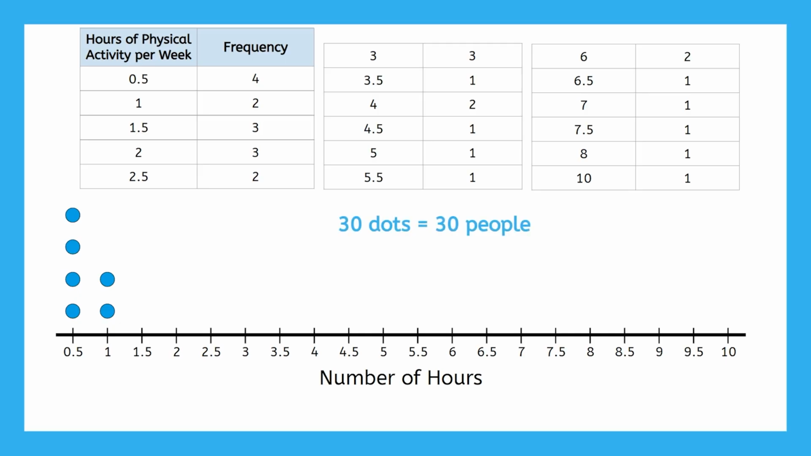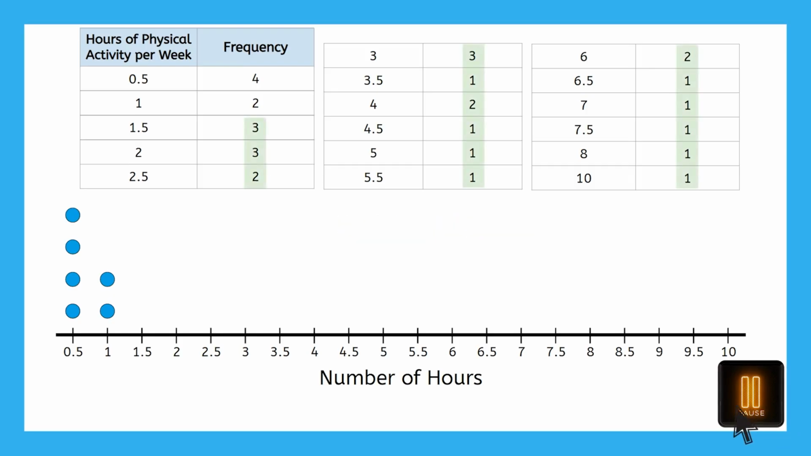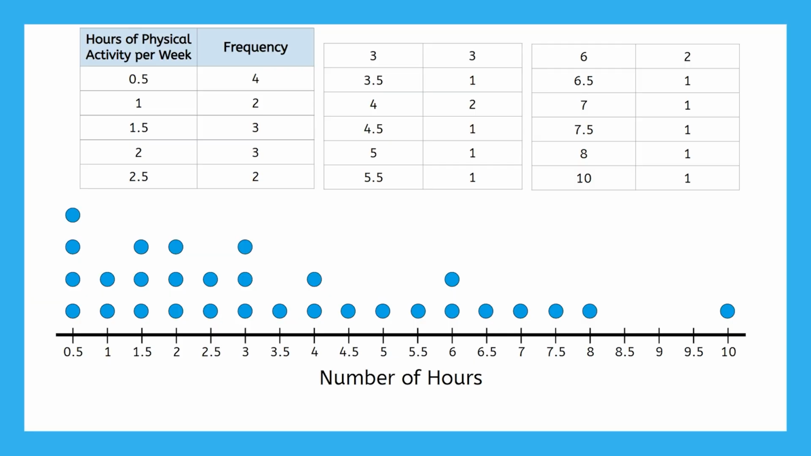Go ahead and complete the dot plot for the rest of our data. Pause now and resume when your plot's finished. Since the frequency column shows the number of people, it tells us how many dots to plot above each number of hours. Your completed dot plot should look like this.